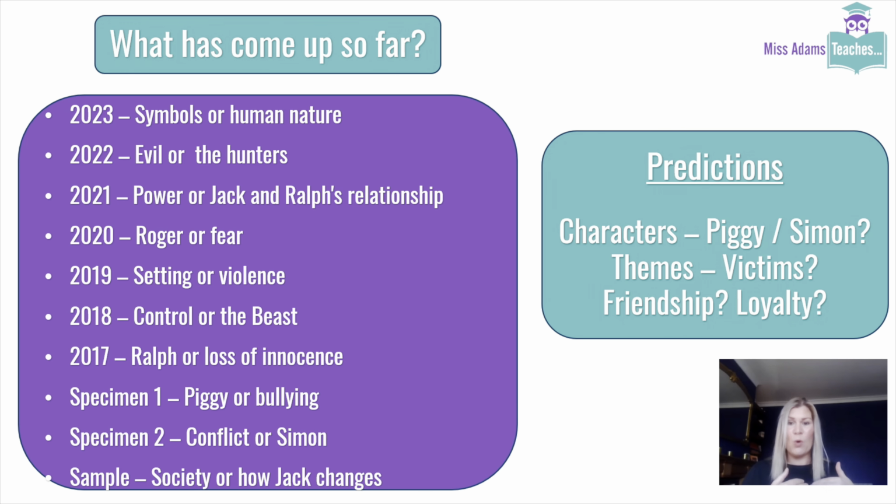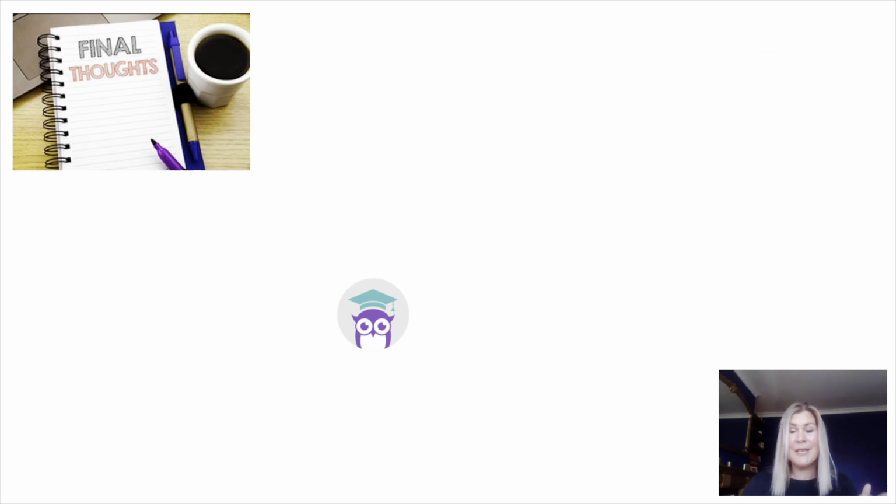Okay, so what looks like the most obvious thing, Piggy Simon, the exam board might be thinking, that's a bit too predictable. We've got to do something else instead. So as always, my advice is to revise broadly, revise widely, look out for those brilliant quotations that cover a lot of characters or a lot of themes at the same time so that you're ready for anything to come up. And don't forget to revise context as well.